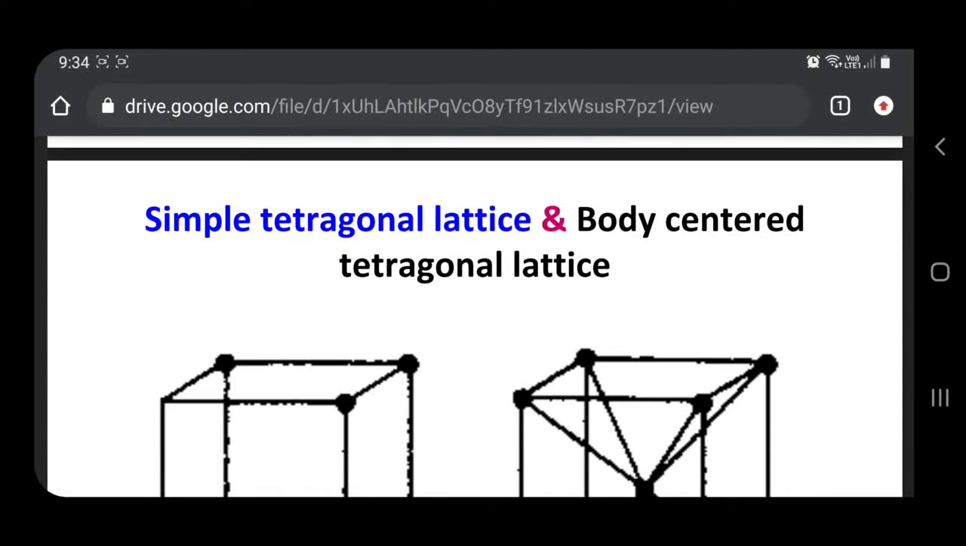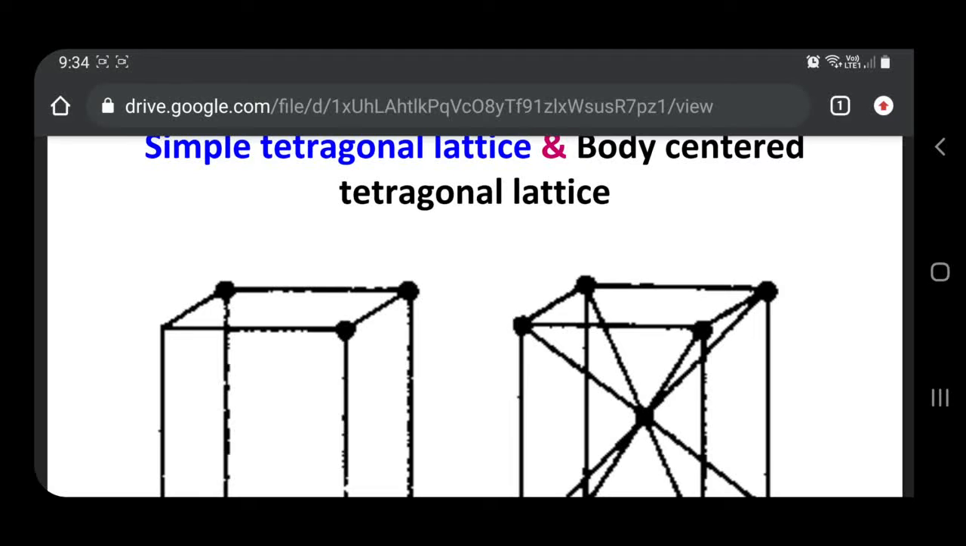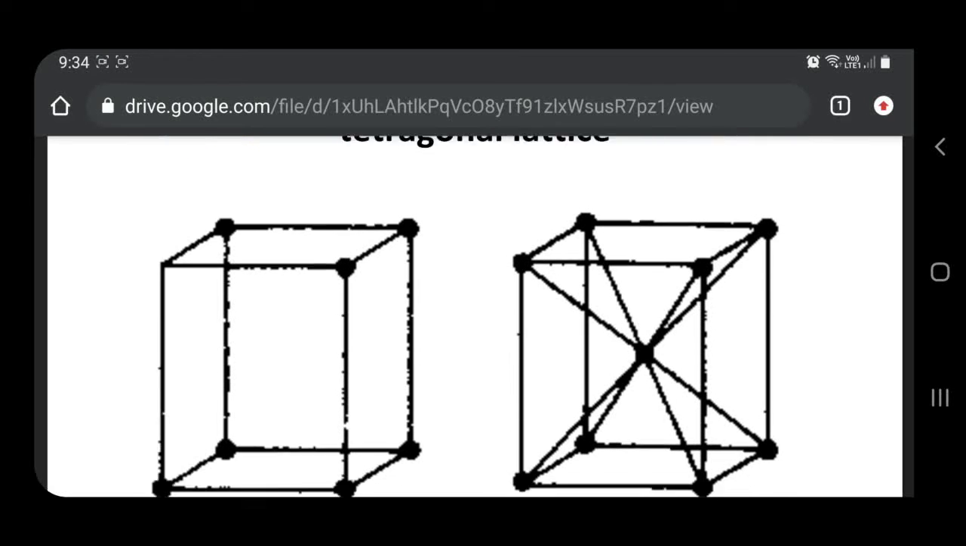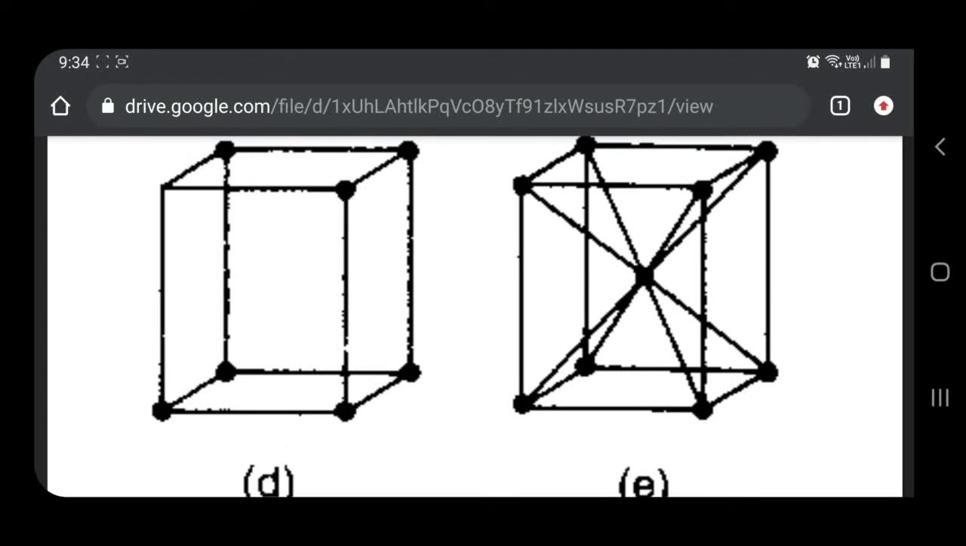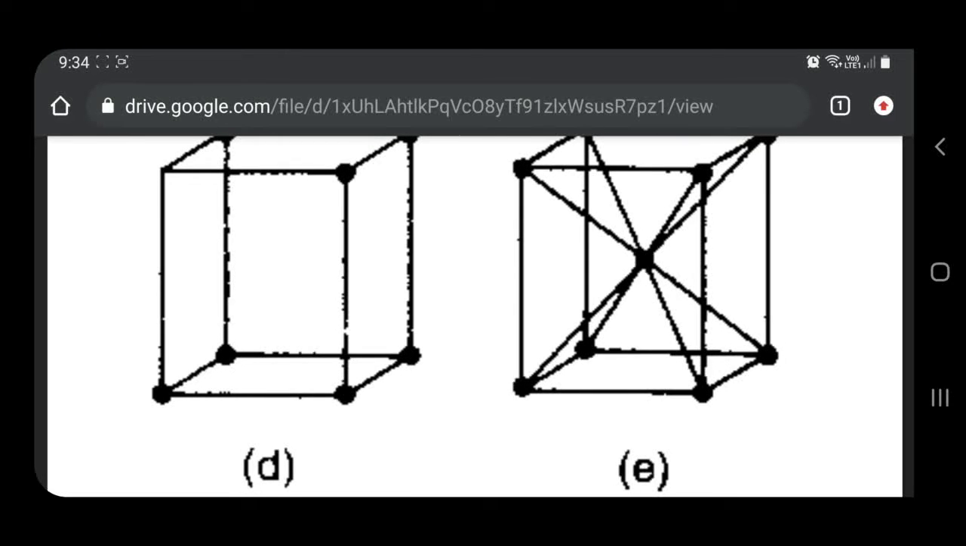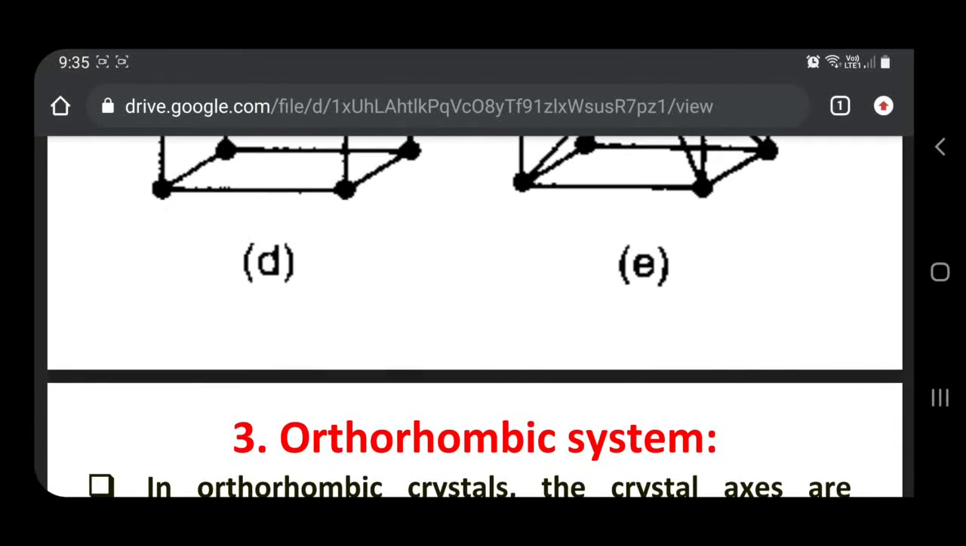And the structures are like this: simple tetragonal lattice and body centered tetragonal lattice. So it is just like a simple cubic only, but one side is different, 2 sides are equal. And here the same simple tetragonal, but at the center you have the presence of one more lattice point.